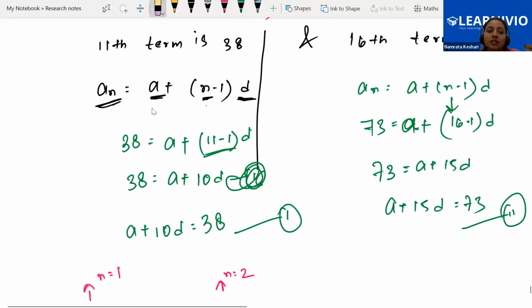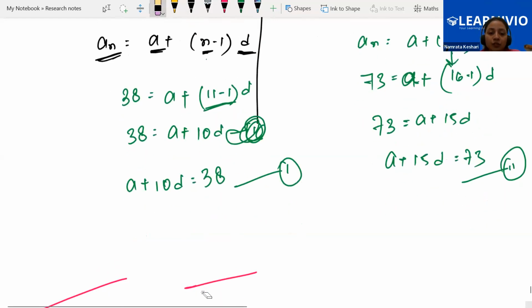Tell me so far, is it clear to everyone? Already Maha has solved. Harshit has also solved. Ziana, you have also done. Sumaya, have you solved?